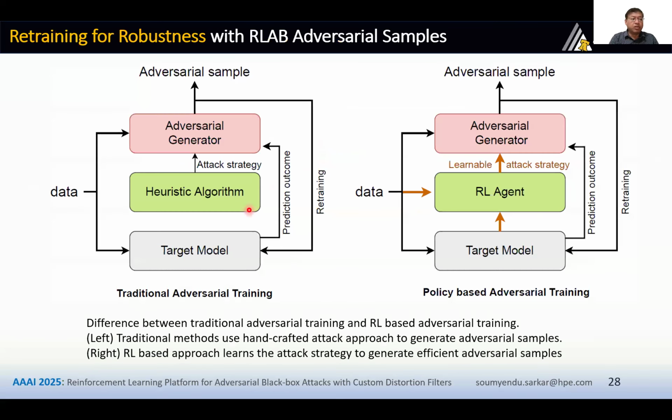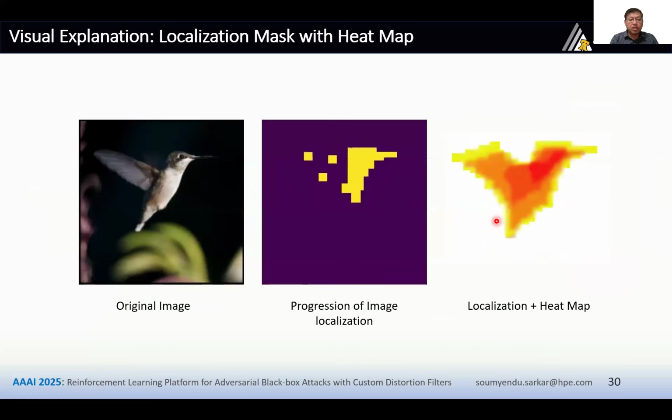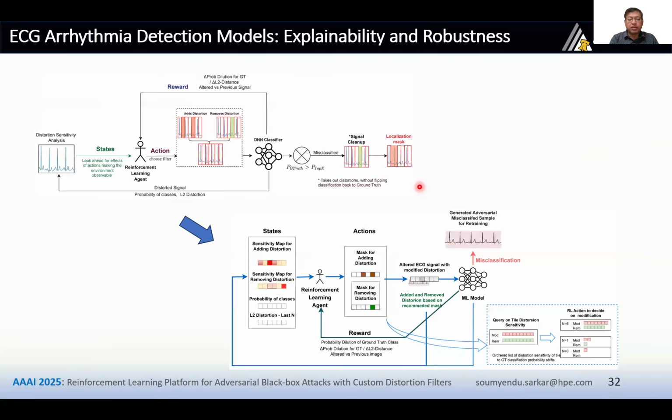Now, we can use our lab to retrain the models with adversarial samples to increase the robustness. And this shows how, when they're trained by SimBA, Square Attack, and our lab, they're performing against these different attack metrics, and our lab has the best results. We can also use it for visual explanation, like for the localization mask and the heat map. And again, our method stands out in that respect.